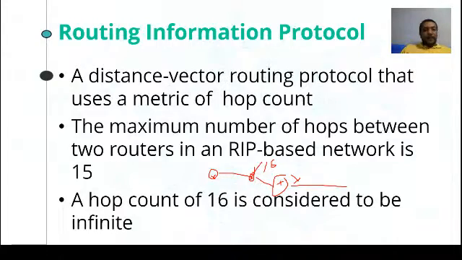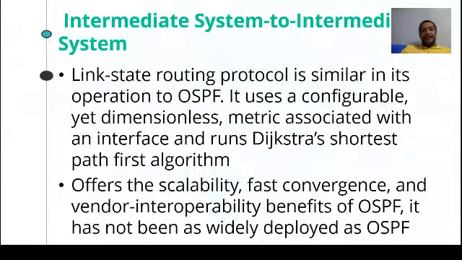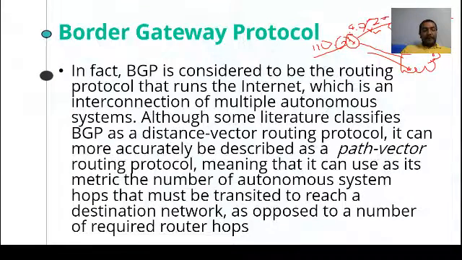Okay, so we talked about RIP, hop count ang kanyang metric. OSPF uses cost, okay, yung bandwidth ng link ang importante. Okay, IS-IS, similar siya sa OSPF, pero hindi siya masyadong common before. Next is EIGRP, used to be Cisco proprietary, now it's open standard. We also have BGP, this is the routing protocol of the internet.